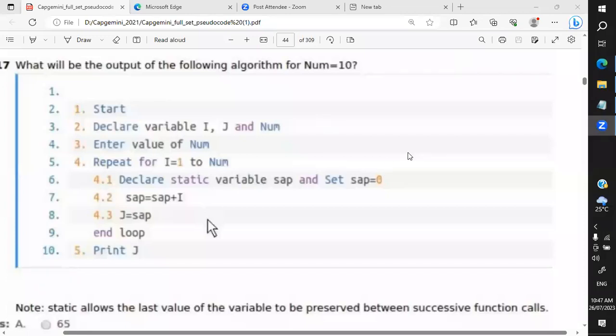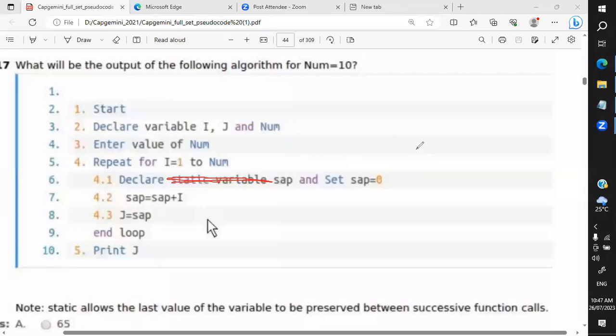No, Mohana, that's the thing I'm telling. For every iteration, what you are saying is correct if it was not a static one. If I remove this one, declare sap and set sap equal to 0, then the answer will be the last updated value, only 10. That's the specialty of static. Static initialization will not get reinitialized every time. Static statements will execute only for the first step. After that, you will use the same variable which is already pre-declared as static. Memory allocation will be done only once. It will not be redone.